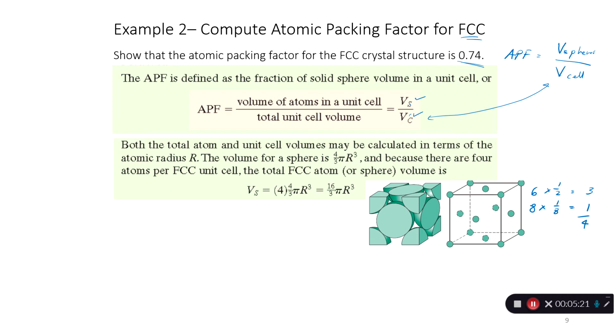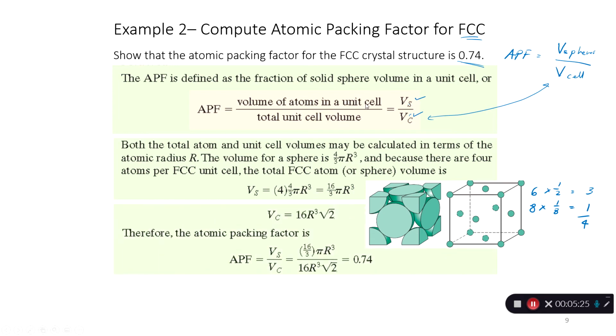So that's Vs. Vc is the volume of the cube. Actually, we just did this in the previous exercise. So that's the volume of the cube. Put this together in the APF equation. You find that r can be cancelled out, and you can just take your calculator and solve this. You get 0.74. You can do the same for BCC as well.